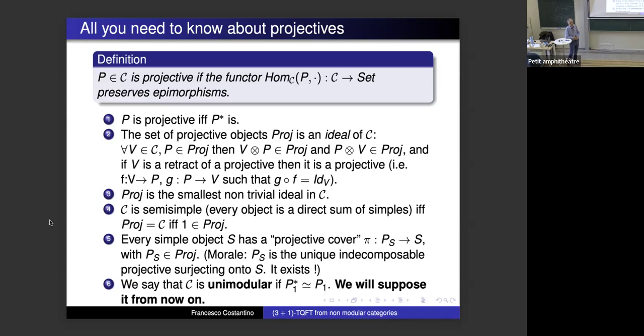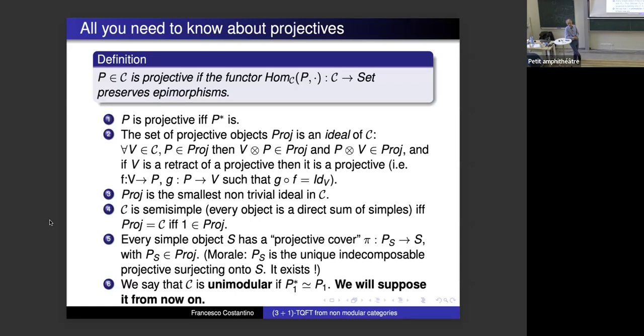Okay, so in this sense, this is an ideal. It turns out that it is the smallest non-trivial ideal in C. Every other ideal in the sense of the previous lines is going to contain the projectives, okay? Except the trivial ideal composed by the null object. This is not interesting.